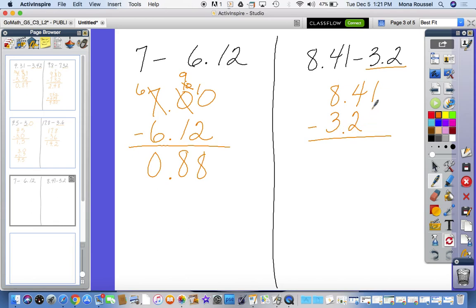So 3 and 2/10. Add a 0 behind it to turn it into 3 and 20 hundredths and balance it out with 8 and 41 hundredths. So they now have the same number of places. And we subtract.